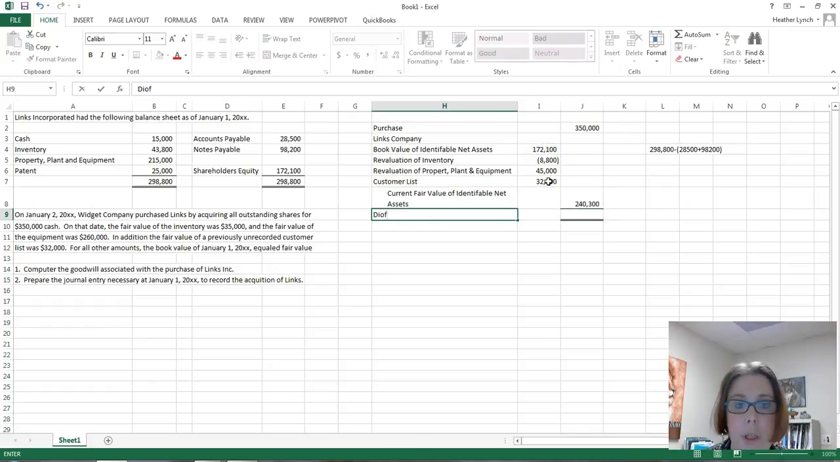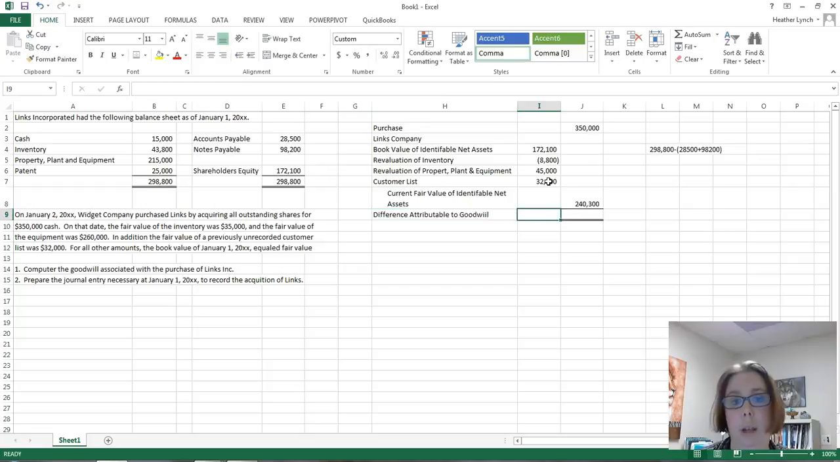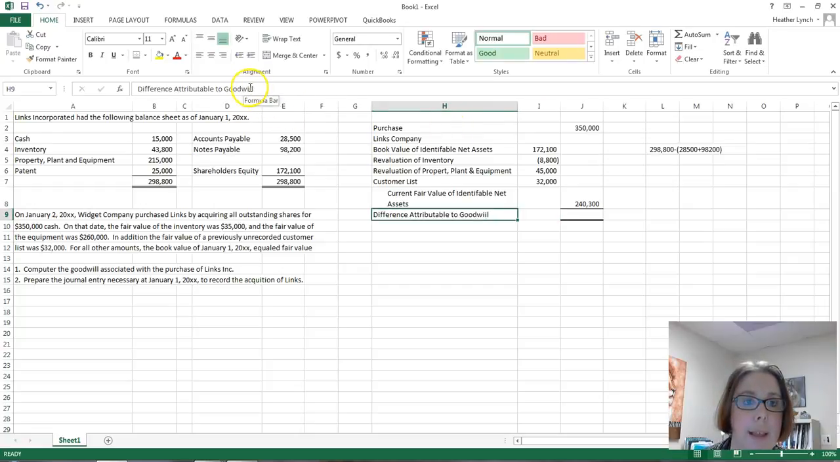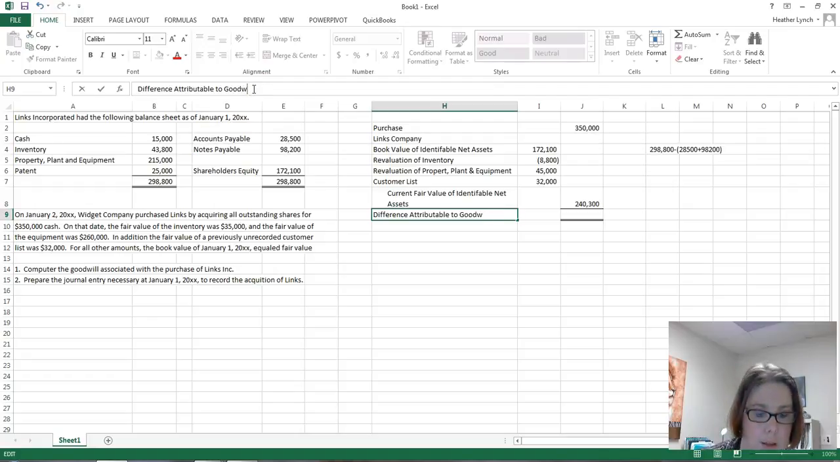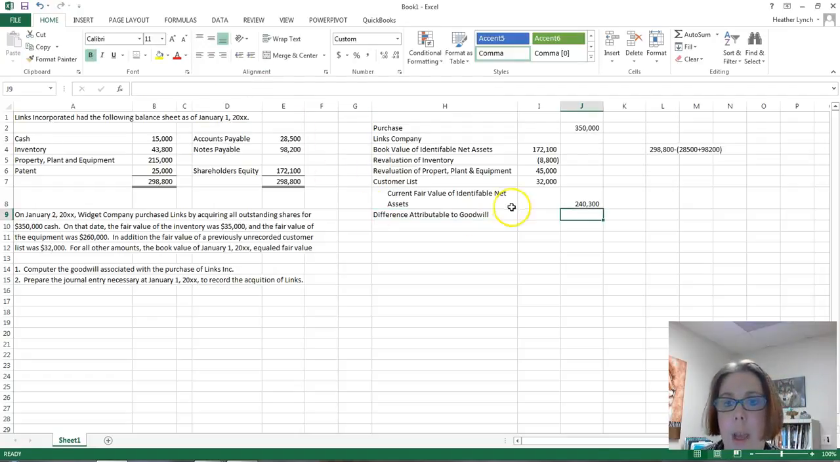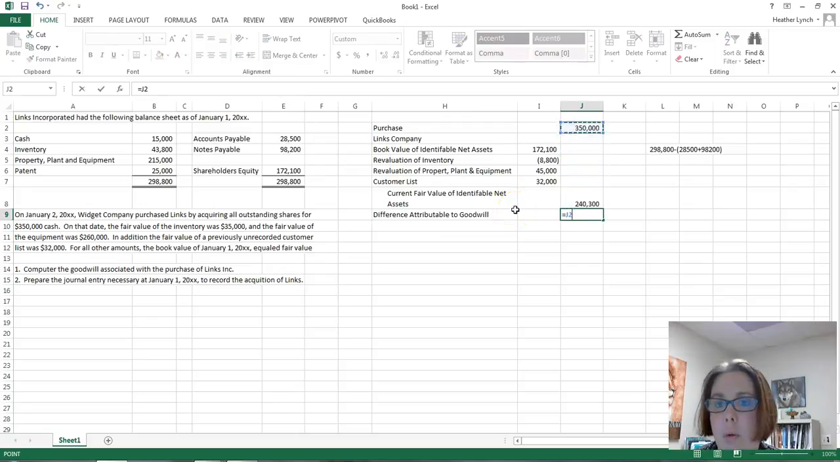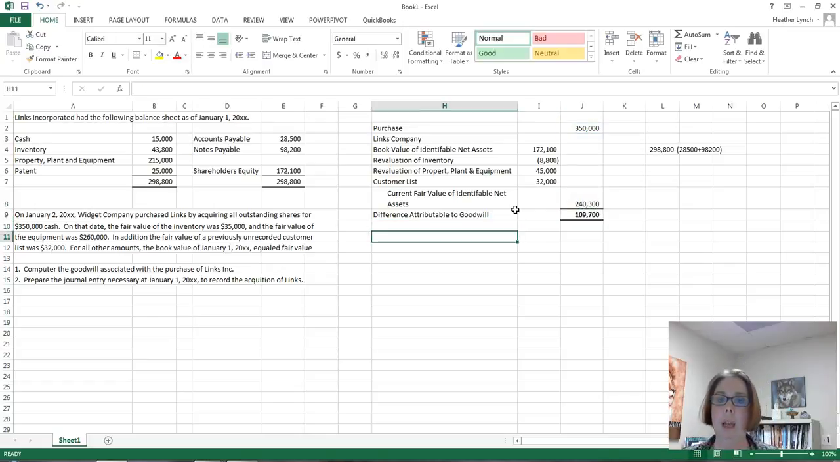So then our difference attributable to Goodwill. The difference between the 350 and the 240,300 is 109,700. That is the amount that we are going to record for Goodwill.